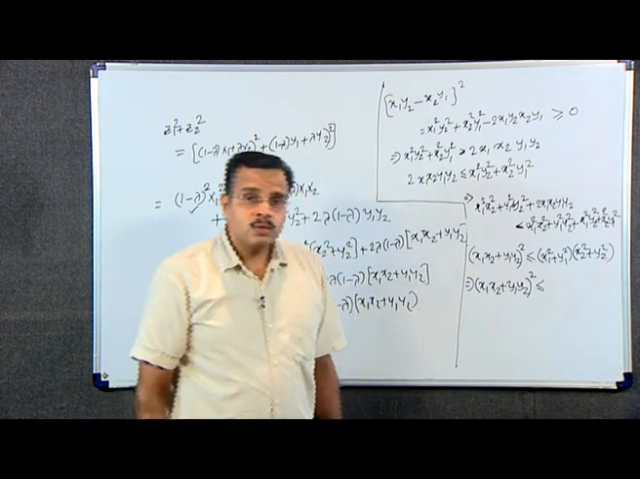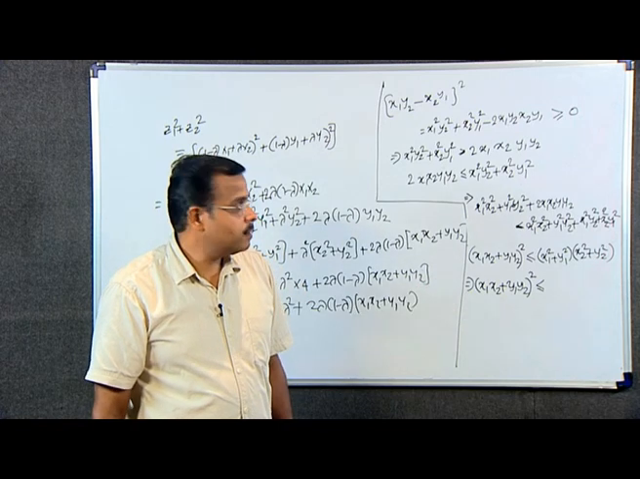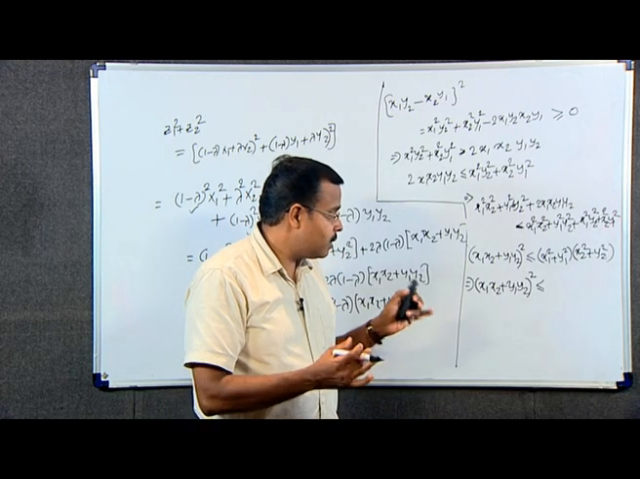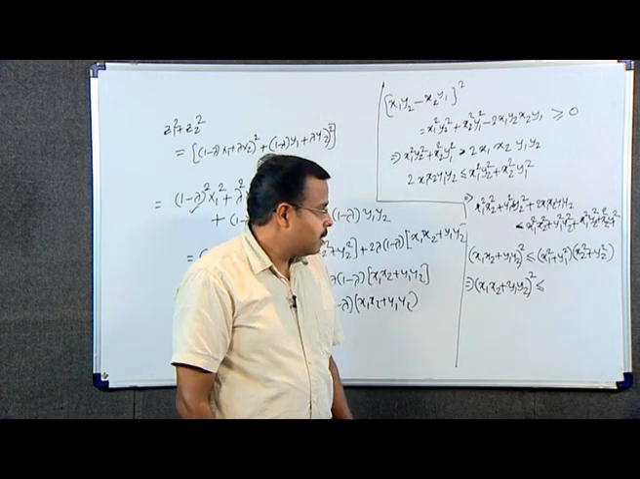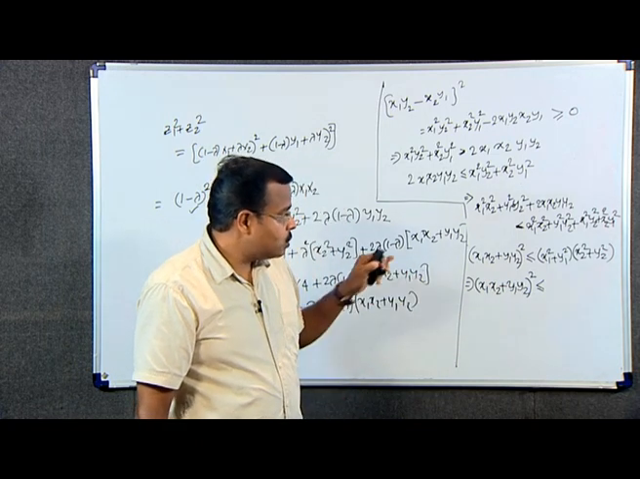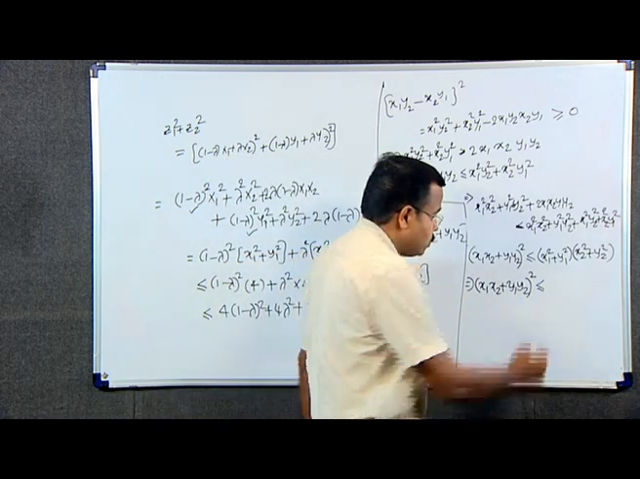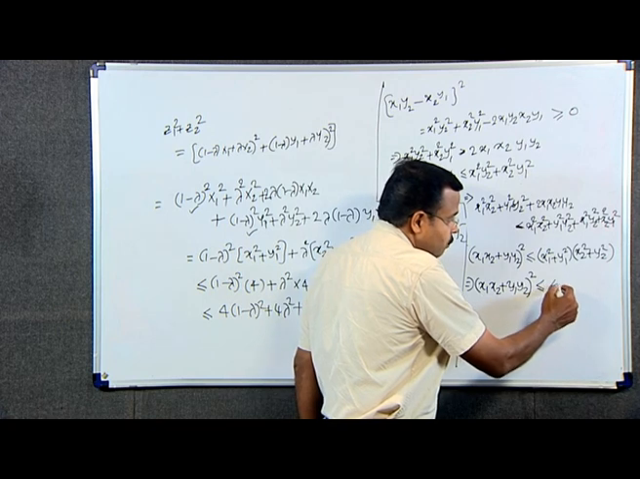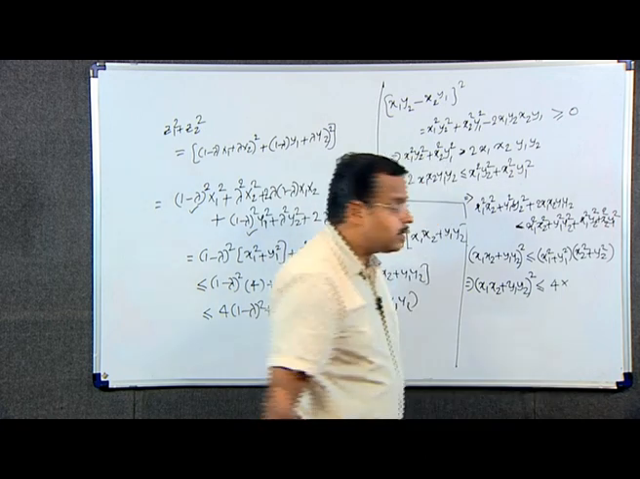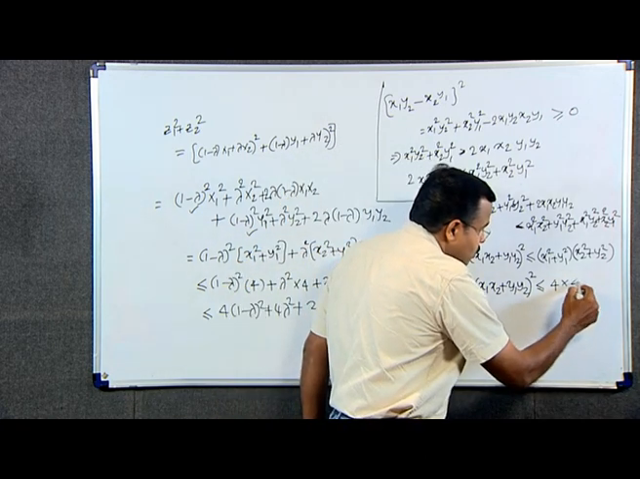x1 square plus y1 square into x2 square plus y2 square. But we know this x1 square plus y1 square, that is the ordered pair x1 y1, since it belongs to the set S, x1 square plus y1 square is less than or equal to 4. So, here instead of this we can substitute 4, then there is no change in the inequality, into x2 square plus y2 square, that is also less than or equal to 4. So, into 4.